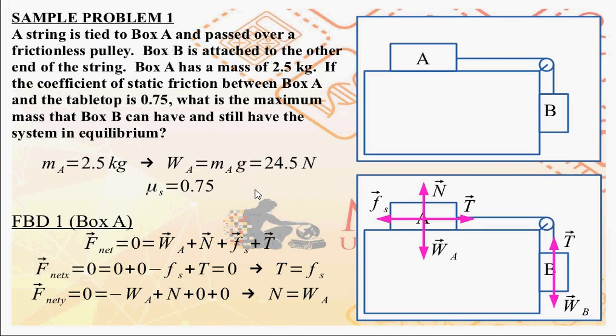You'll recall, from our discussion of weight in a previous video, if you know the mass of the object, you know the weight of the object, and if you know the weight of the object, you know the mass of the object. The coefficient of static friction between box A and the tabletop is μs is equal to 0.75. No unit because this is coefficient of friction, a unitless quantity.